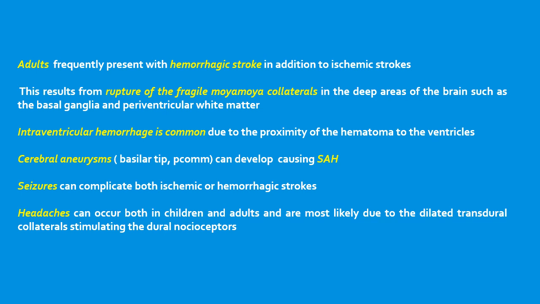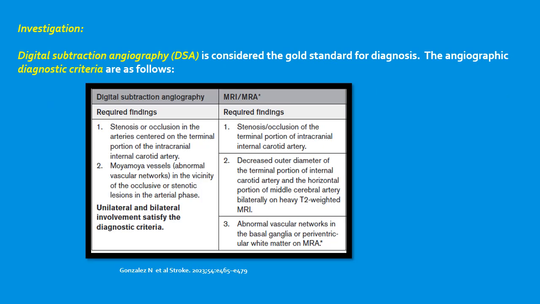Headaches can occur in children and adults and are most likely due to dilated transdural collaterals, stimulating the dural nociceptors. Investigation. DSA is considered the gold standard for diagnosis. The angiographic diagnostic criteria for DSA as well as MRA are listed below.